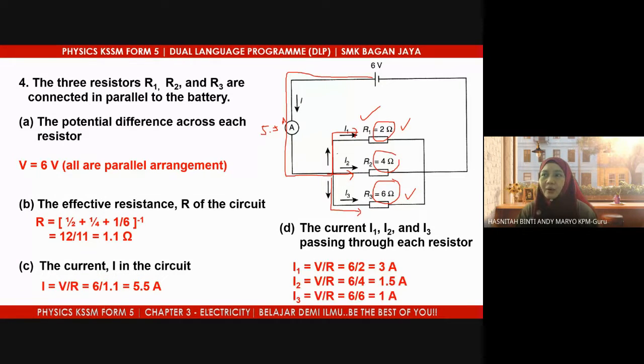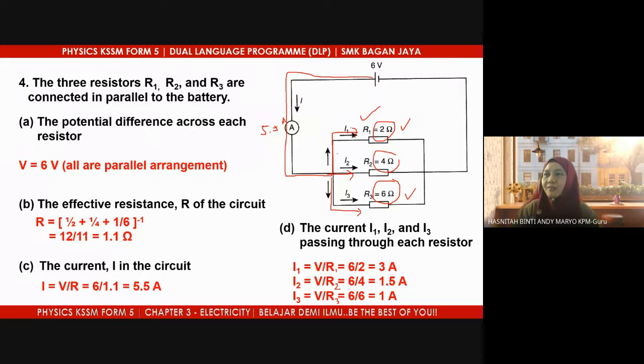Okay, so how to find it? You can calculate each current by this formula. I1, the current flowing towards the first resistor, equals V divided by R1. This one is V divided by R2, this one V divided by R3. Remember, the higher the resistance, the more difficult for the current to pass through, so lower current will pass through. If the resistance is lower, then it is easy for the current to pass through, so it flows with a bigger amount.